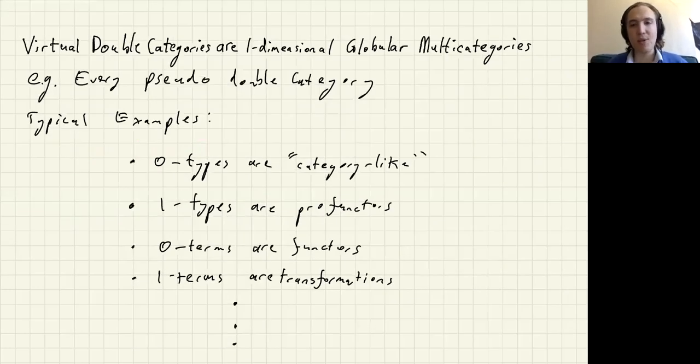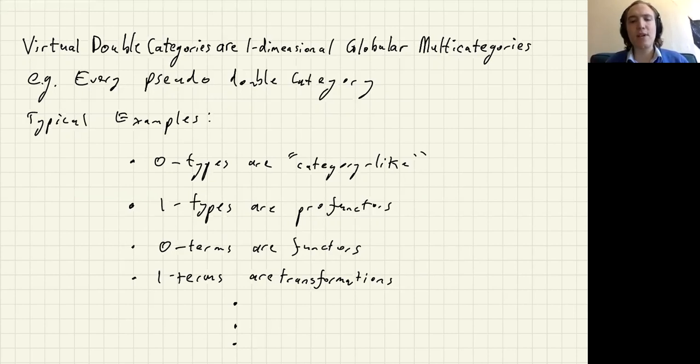Lots of familiar examples can be seen as low-dimensional globular multicategories. So the one-dimensional analog of a globular multicategory turns out to be something called a virtual double category. And virtual double categories are to pseudo-double categories what multicategories are to monoidal categories. So every pseudo-double category will give you a globular multicategory.